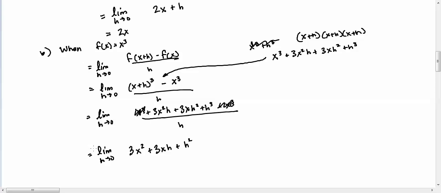No. No, you're absolutely right. There is no problems at all with h going to 0. There would be a problem if there was an h in the denominator, but we've gotten rid of that h in the denominator. And what does this thing become if h goes to 0? It just becomes 3x squared. Right, because 3x times 0 is 0, and also 0 squared is also 0. So this is equal to 3x squared. We cool? All right.